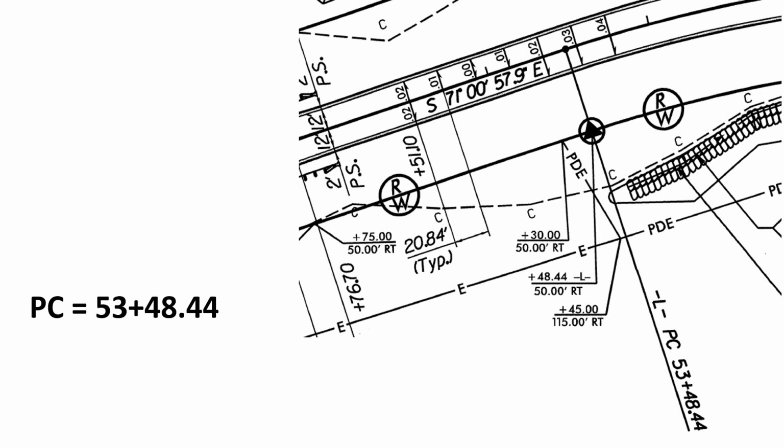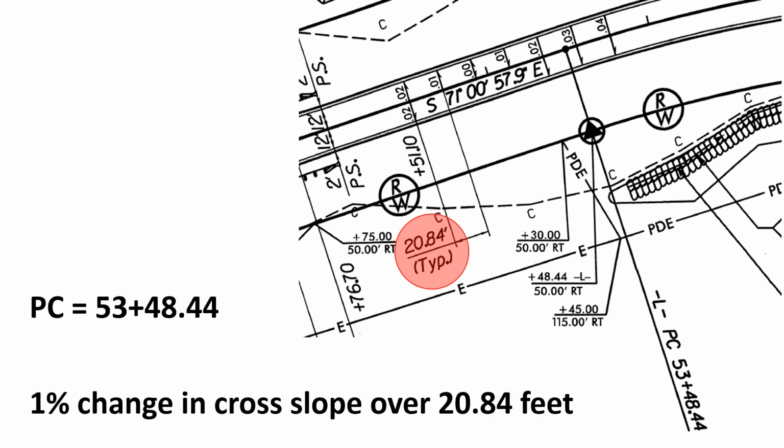We have our PC at station 53 plus 48.44, so we know we're going to be slightly before that. And we are given here on the design plans a 1% change in cross slope that's going to occur over a distance of 20.84 feet. So that's what we're going to use for these design plans. And if we look at this little tick mark here, this is where we're going to have our station 53. So that's our point of interest there.